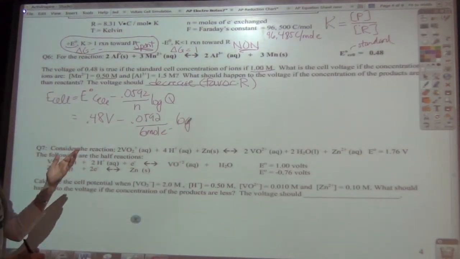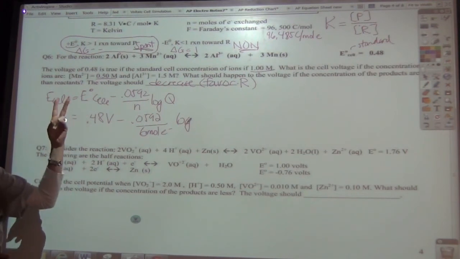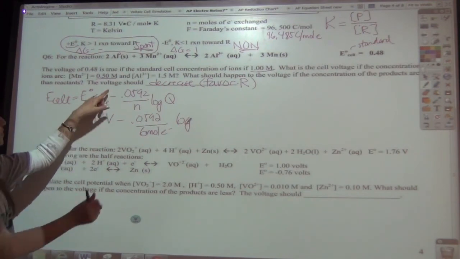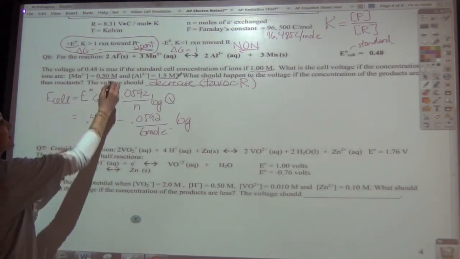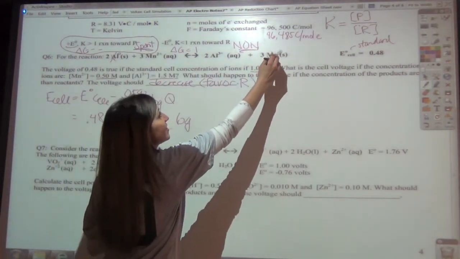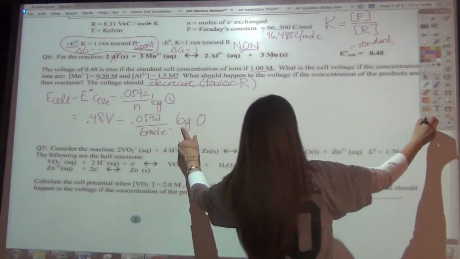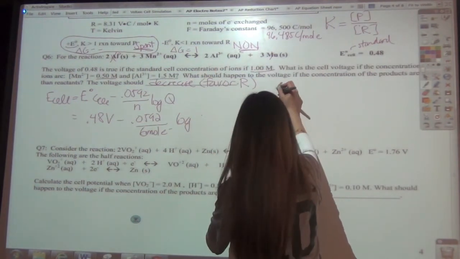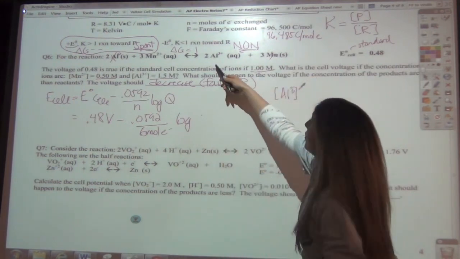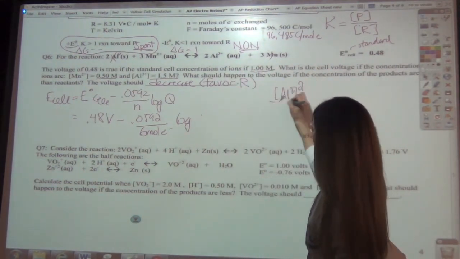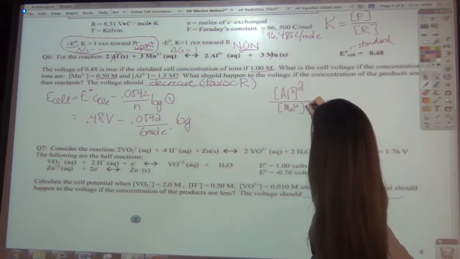log of Q. And the question is, how are we supposed to figure out Q? Well, we know it's just products over reactants. Why are they only giving us 2 values? Why are they only giving us the 0.5 and the 1.5 molar? Because the other ones are solids. And remember, you do not include the solids when you're doing that. So the log of Q simply is the concentration of aluminum. Remember, it's Al3+, but what do we have to do to it? Squared, divided by the concentration of the Mn2+, and this one we're going to cube.